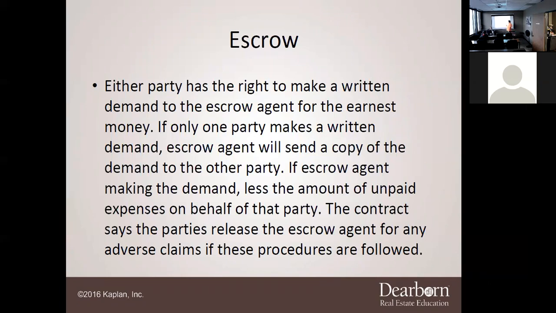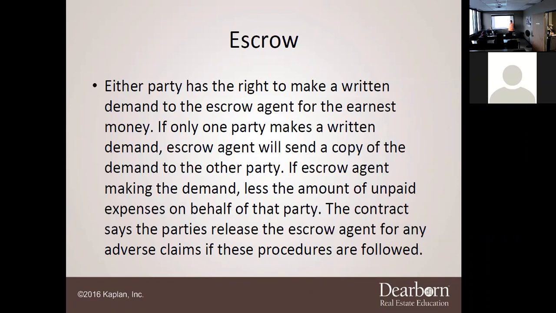And if only one party makes a written demand, the escrow agent will send a copy of the demand to the other party. And if the escrow agent makes the demand less the amount of the unpaid expenses on behalf of the party, the contract says the parties release the escrow agent from any adverse claims of these procedures as well. That's a really long paragraph to basically say that if I send Wyatt a release of earnest money, because I'm the buyer, he's the seller, I'm trying to terminate my contract, I send him a release of earnest money, he can accept it, we move forward.